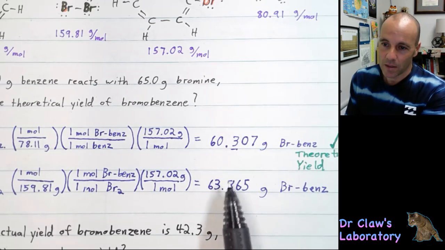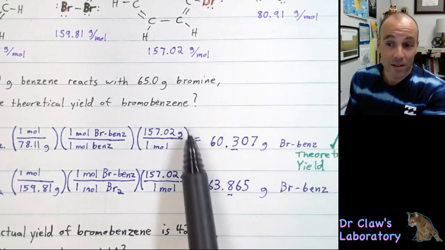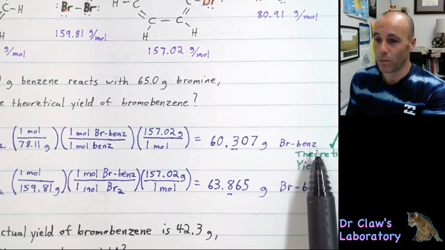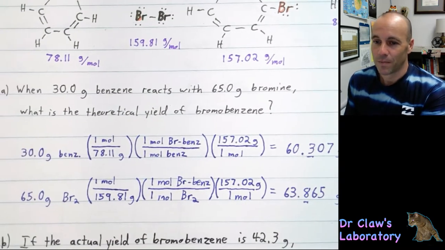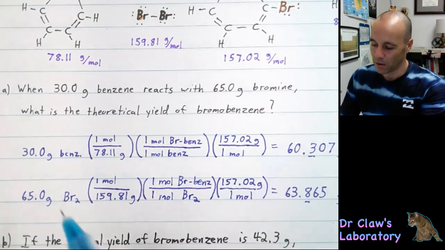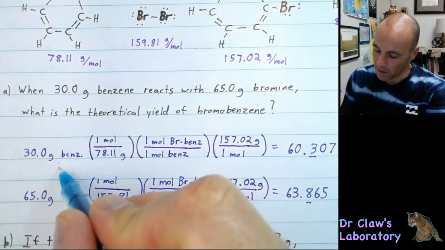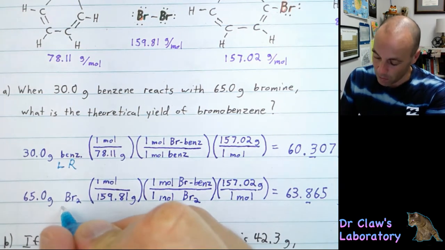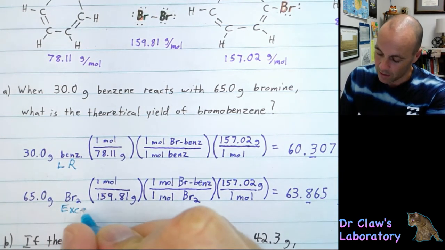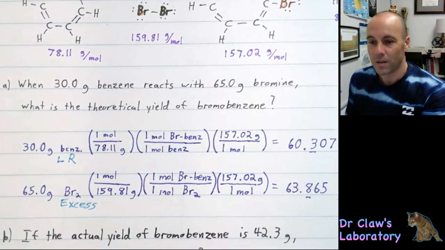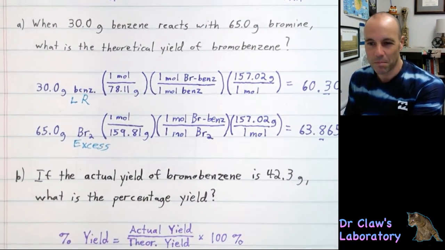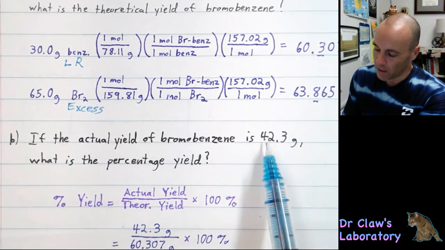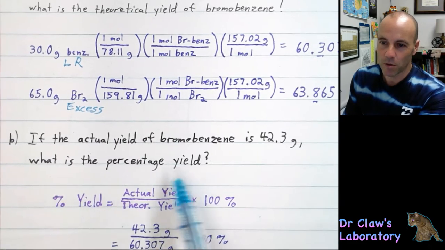When you look at these two, this number is slightly smaller, and so that's the theoretical yield of the bromobenzene product. And so we should call the 30 grams of benzene the limiting reactant here, and then the bromine would be in excess. Now, there is a small part B to this problem. If the actual yield of bromobenzene is 42.3 grams, what is the percentage yield?